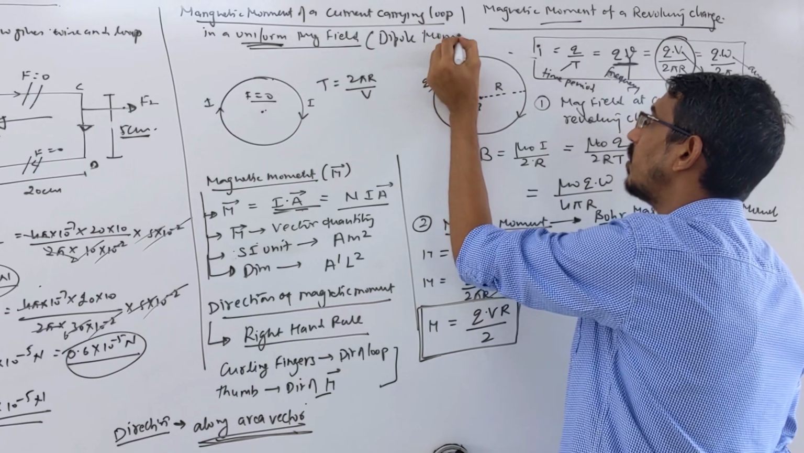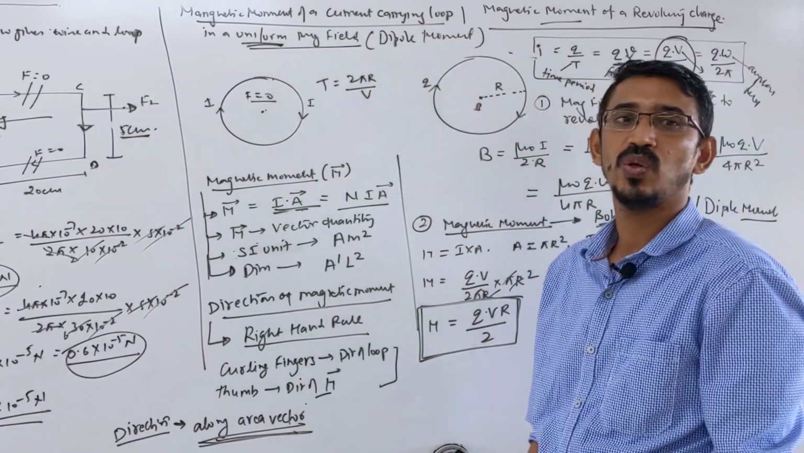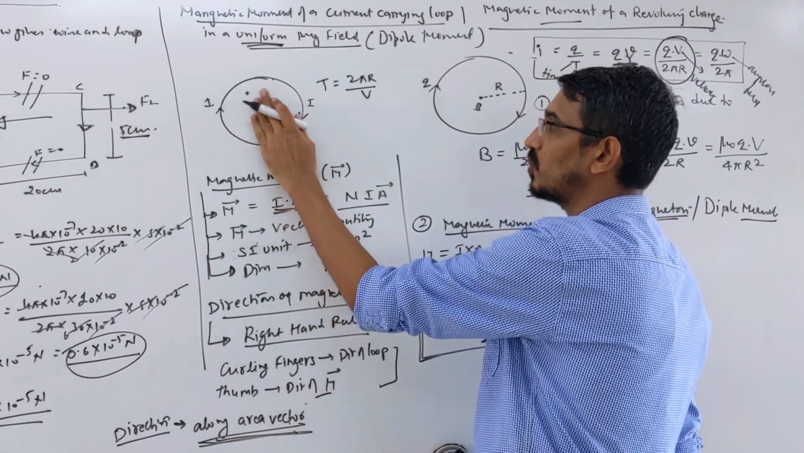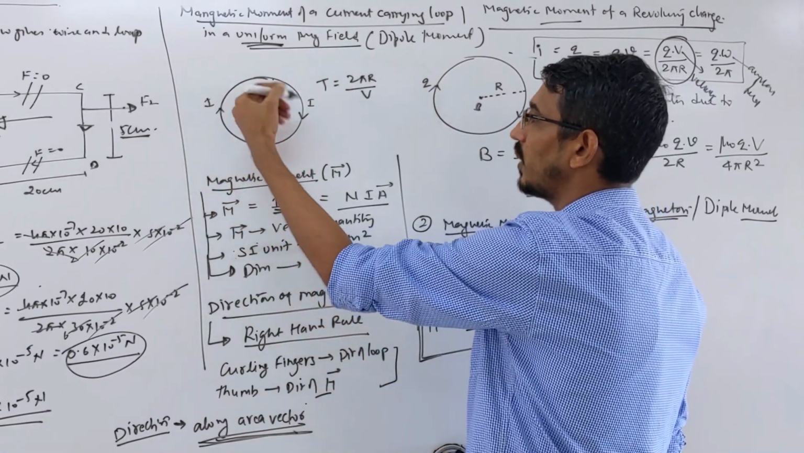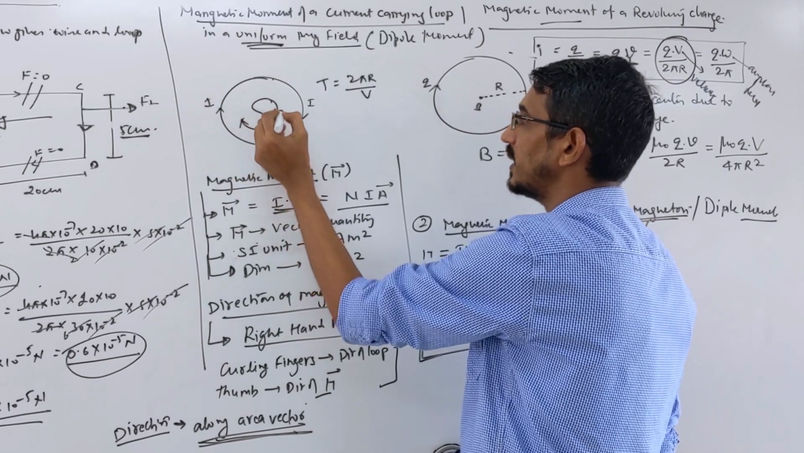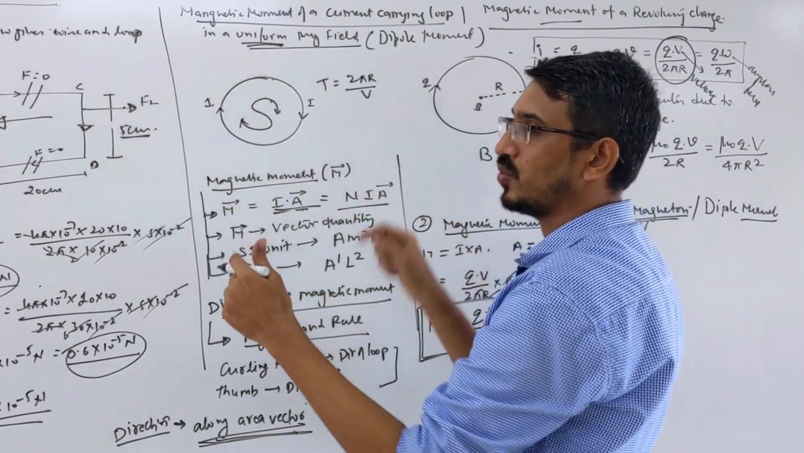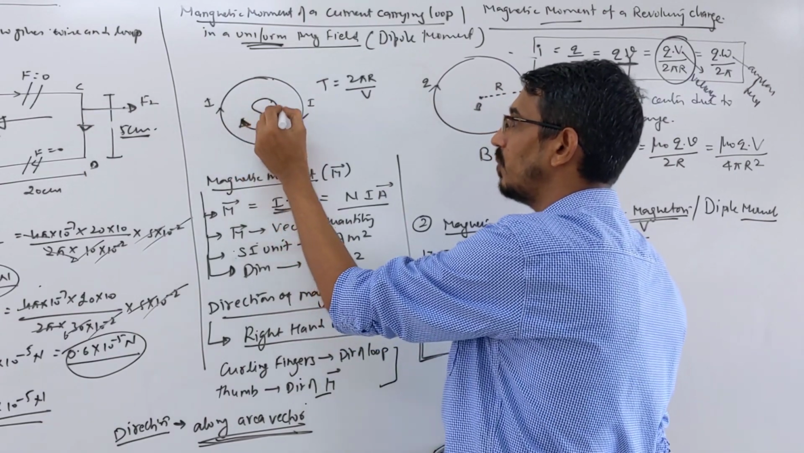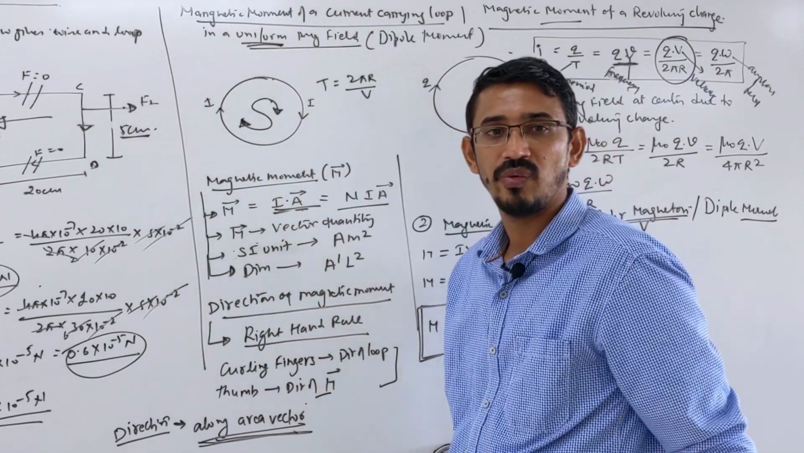Why is it called dipole moment? Because two poles are formed. This is a coil, and two poles will form, one north pole and one south pole. How? If current is flowing clockwise, then you write an S symbol here. This S shows the direction, clockwise, as you watch from the front. Then the S pole is formed in front, and on the back side the north pole will form.